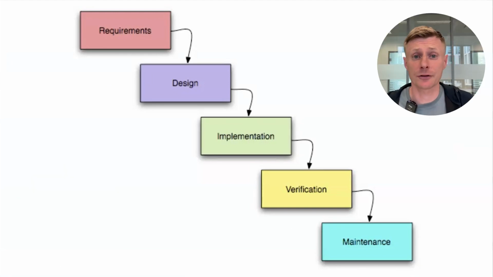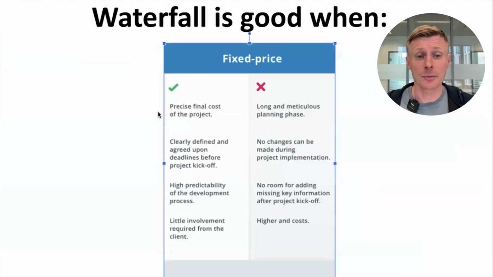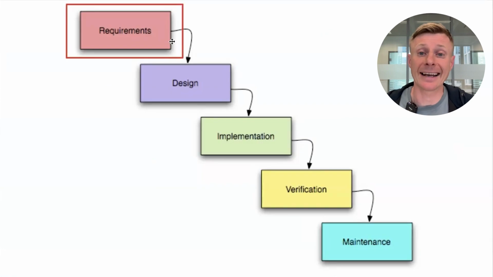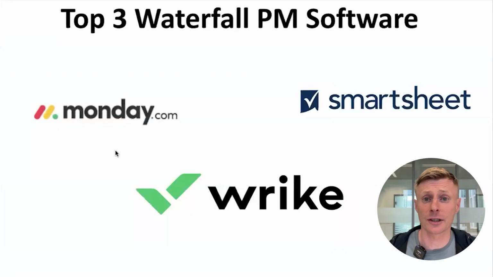Waterfall is ideal for software development projects where the end result is clearly established before starting, and it is best suited for projects that require a lot of predictability. In these projects, we usually have a fixed budget, fixed deadline, and fixed scope. In Waterfall, the team puts significant effort into the planning and discovery phase, which is crucial to the project's success. The top 3 project management software that support the Waterfall methodology are Monday.com, Wrike, and Smartsheet.